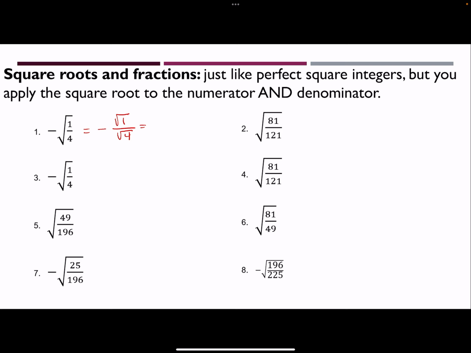And what's the square root of 1? Well, 1 times 1 is 1, so it's just 1. And then the square root of 4, 2 times 2 is 4, so just 2. So this simplifies to just negative 1/2.